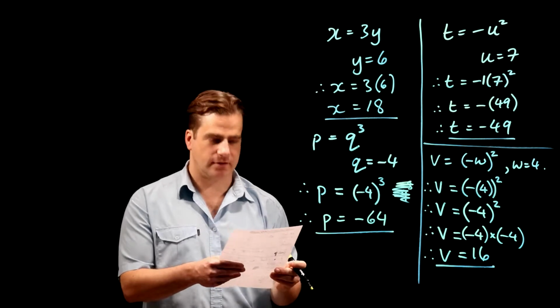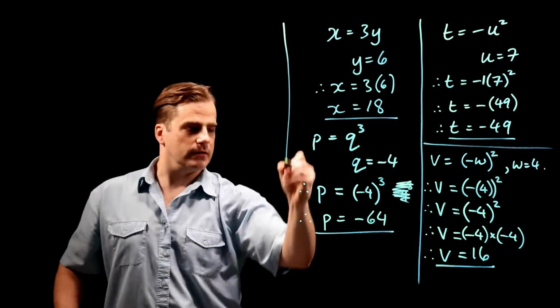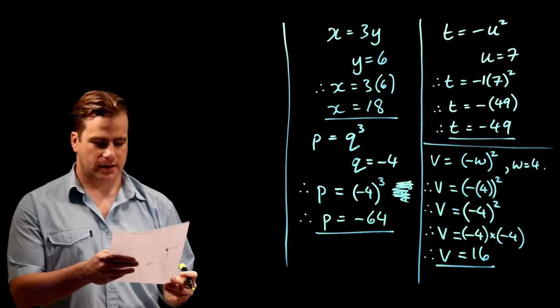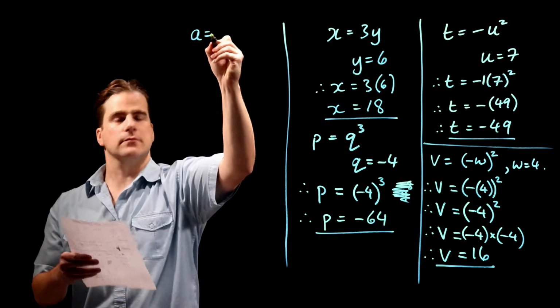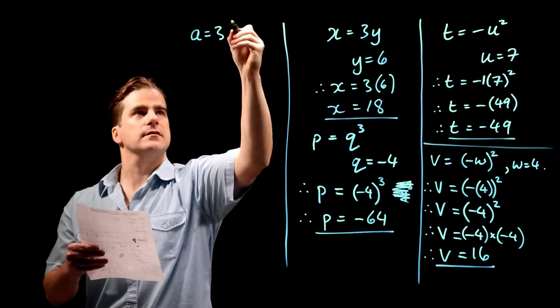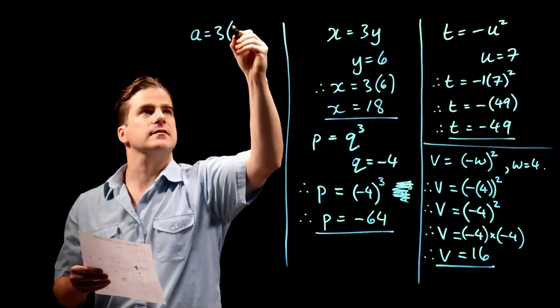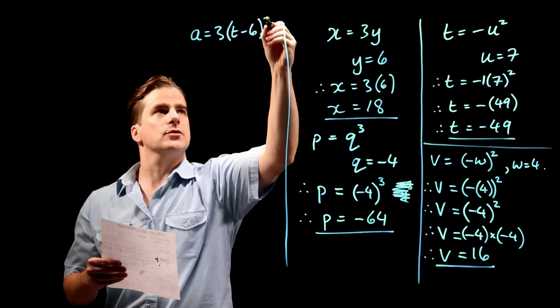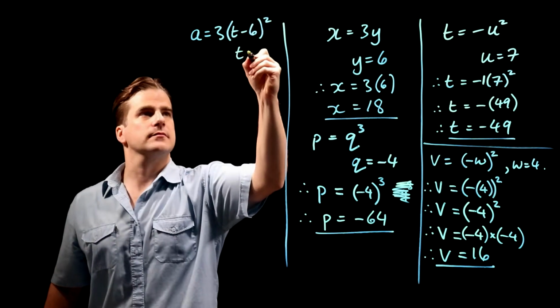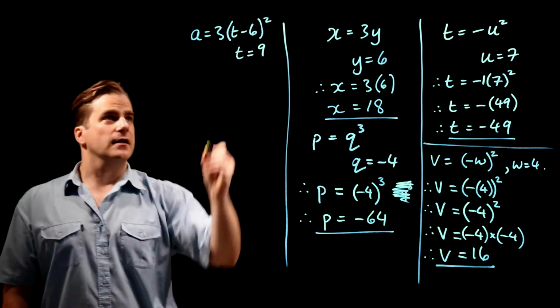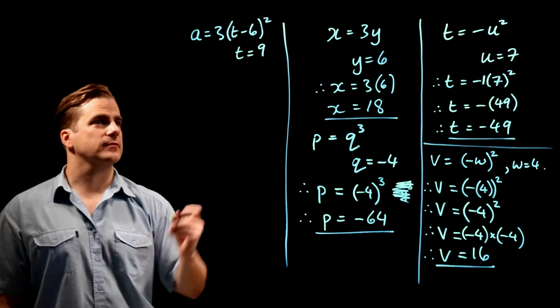Right, let's do, A is 3 times (t minus 6) all squared, when t is 9. Okay, evaluate that when t is 9. No problem.